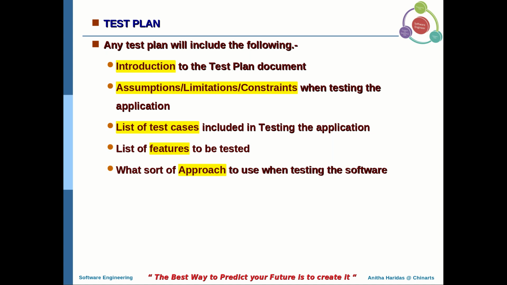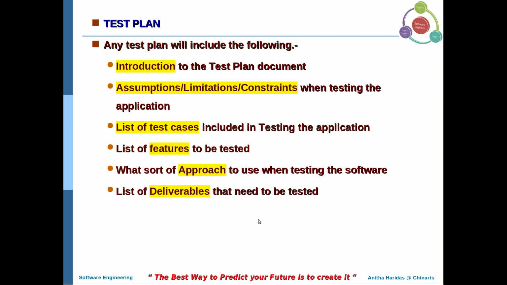Now I have mentioned two approaches. One approach talks only about the input and output. Another approach talks about each and every statement in that particular function. What sort of approach you are going to use when testing the software must be specified in your test plan. Then you need the list of deliverables that need to be tested. When I say deliverables, we discussed in the first module what the different deliverables are.